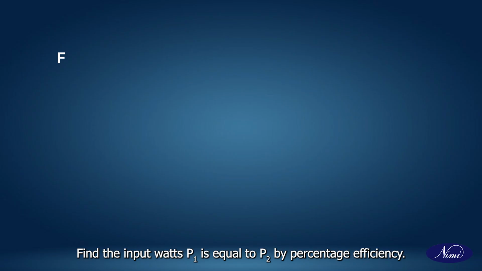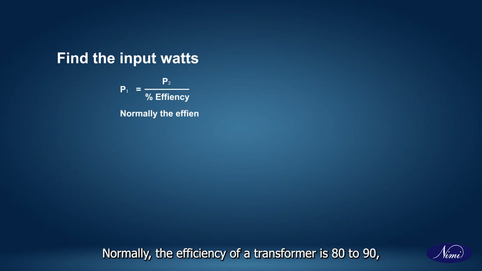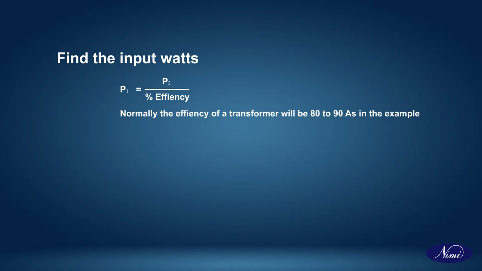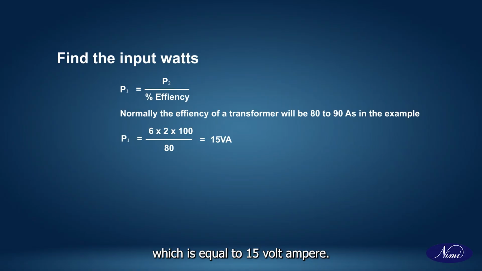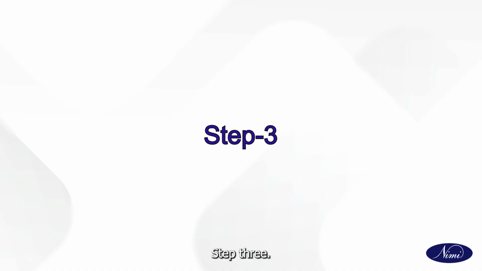Step 2. Find the input watts. P1 is equal to P2 by percentage efficiency. Normally, the efficiency of a transformer is 80 to 90 percent. As in the example, P1 is equal to 6 into 2 into 100 divided by 80, which is equal to 15 volt ampere.